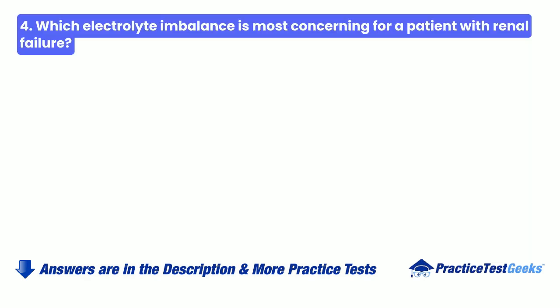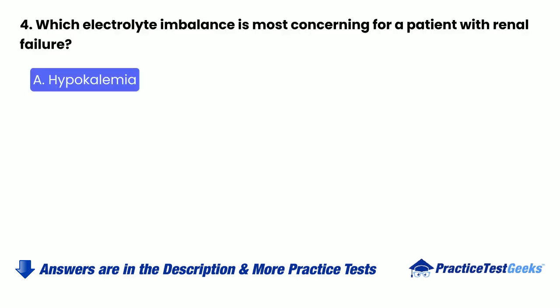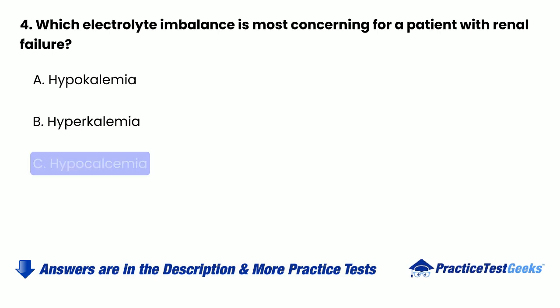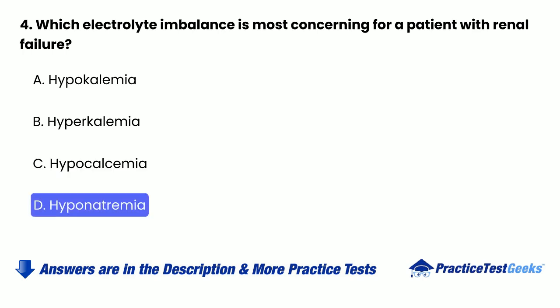4. Which electrolyte imbalance is most concerning for a patient with renal failure? A. Hypokalemia. B. Hyperkalemia. C. Hypocalcemia. D. Hyponatremia.